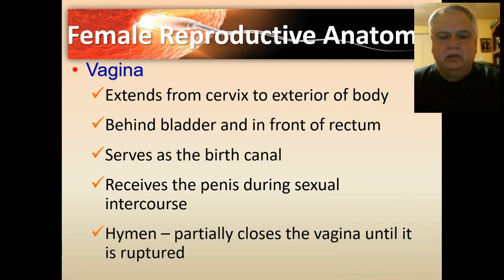Associated with the vagina, there is a very thin, delicate membrane called the hymen. The hymen partially closes the vagina until it is ruptured. It's very delicate. There's an old misconception out there that if the hymen is missing or it has been ruptured, that the female must have had intercourse. That's not true.